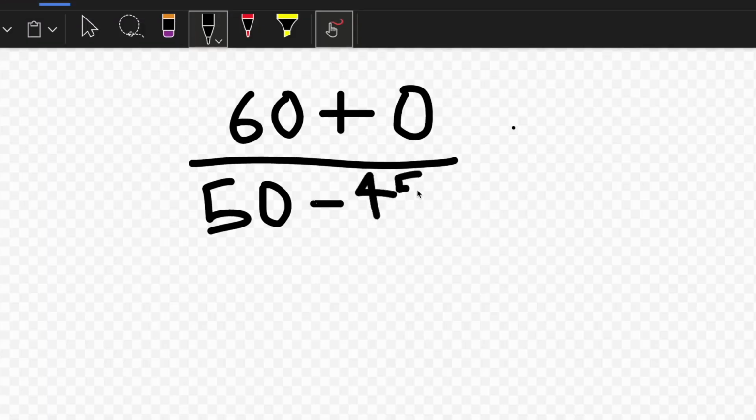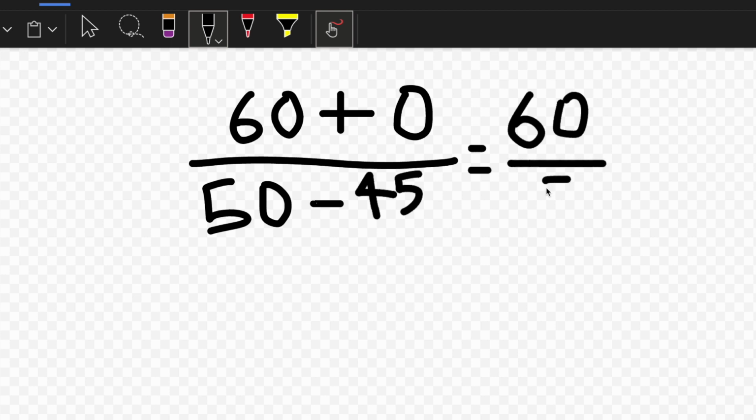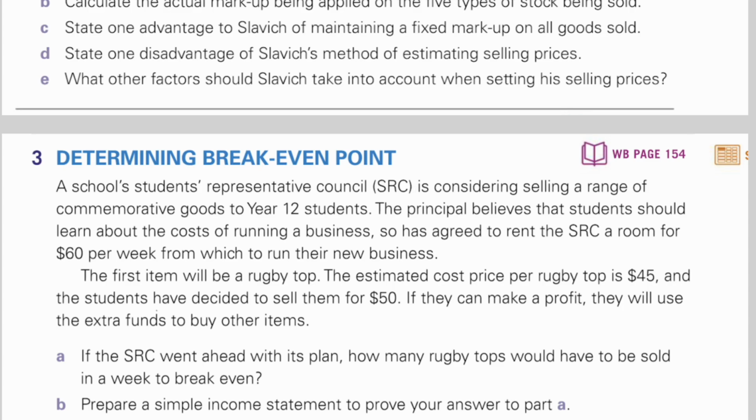So with this being our equation, when we solve it, we get 60 divided by 5, which results in 12 rugby tops to be sold. So in summary, the SRC in this scenario needs to sell 12 rugby tops in order to break even, meaning they'll have no profit or no loss. So if they sell more than 12, they'll have a profit. If they sell less than 12, then they'll have a loss.